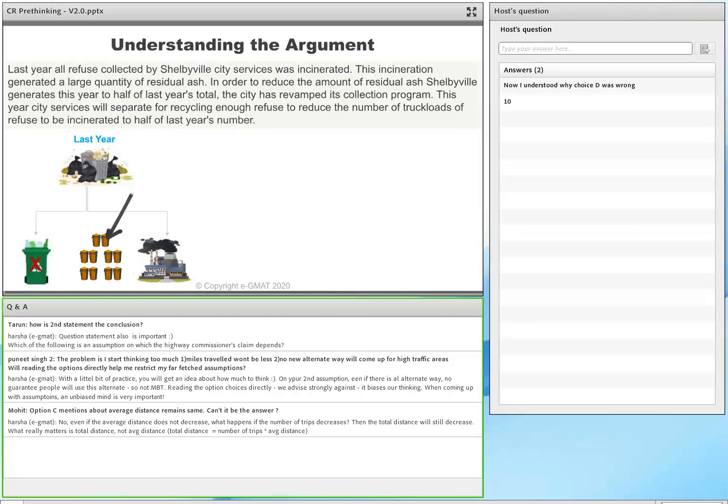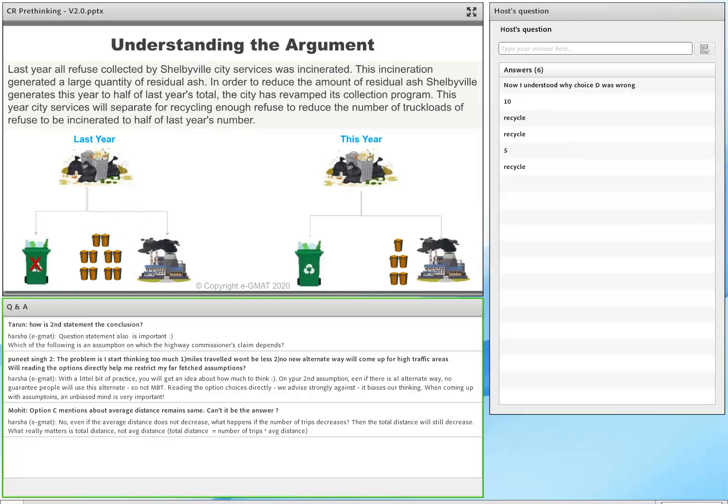Now what are we going to do this year? We want to reduce the amount of ash, residual ash. This incineration produced a lot of residual ash. What are we going to do this year? Tell me. No, what are we going to do this year? 5 is the output. We're going to recycle more. Right? This year, we're going to recycle more and we're going to send, if last year we had 10 trucks, we're going to send only 5 trucks.